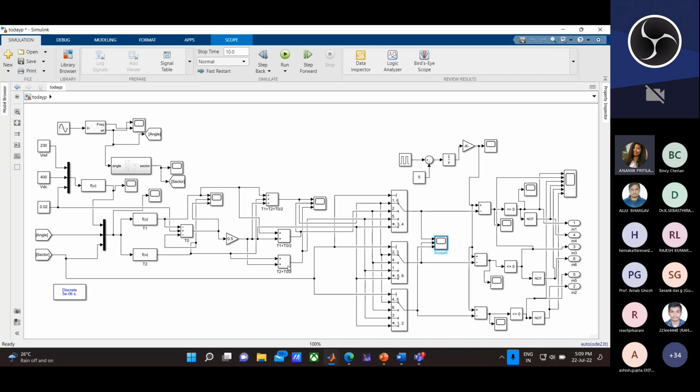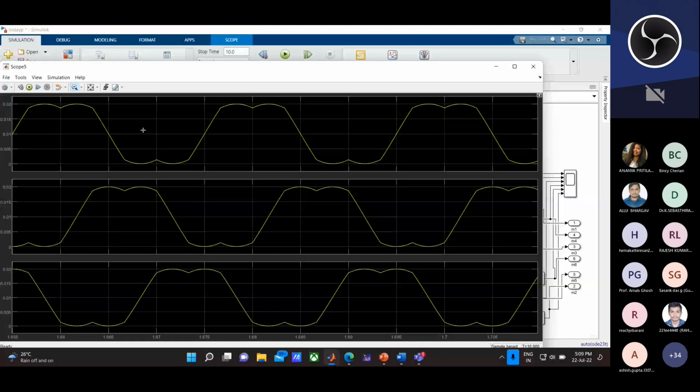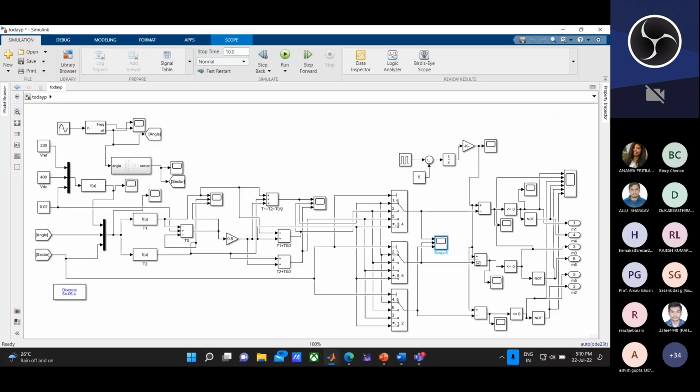Hence the switching will be like this by comparing; the waveforms are generated. Again, by the SVPWM technique, after these signals are generated, with comparison with our carrier signal, the pulses are generated.